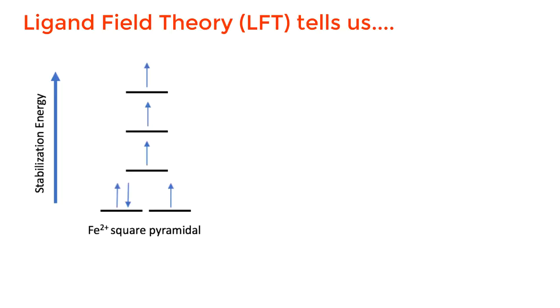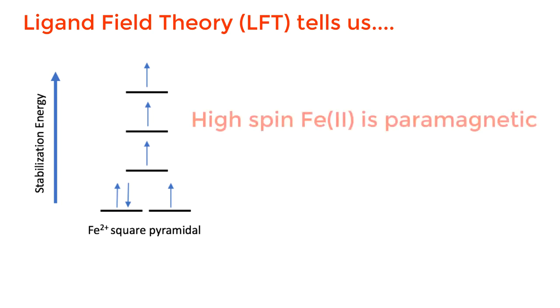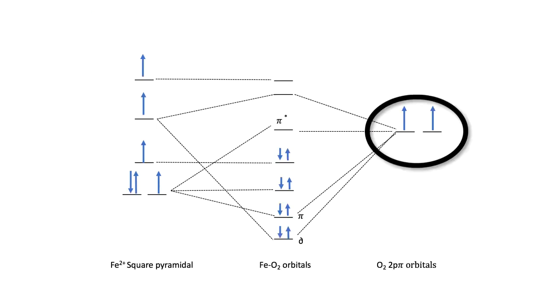The ligand field theory suggests that deoxygenated myoglobin is paramagnetic because there are 4 unpaired electrons. The energy diagram of the square pyramidal iron 2 is shown here. Notice the 4 unpaired electrons in a high spin configuration. When oxygen is available to bind, there are 2 unpaired electrons that can interact with the iron 2 in either a strong sigma bond or a weak pi bond.